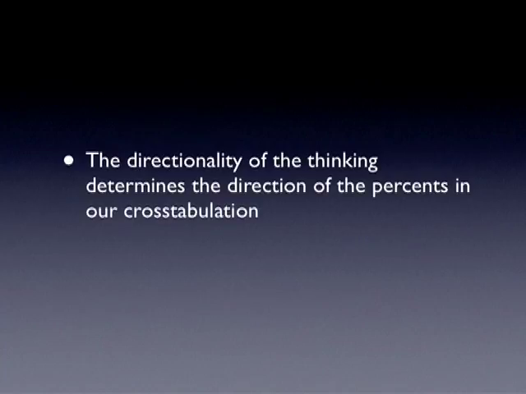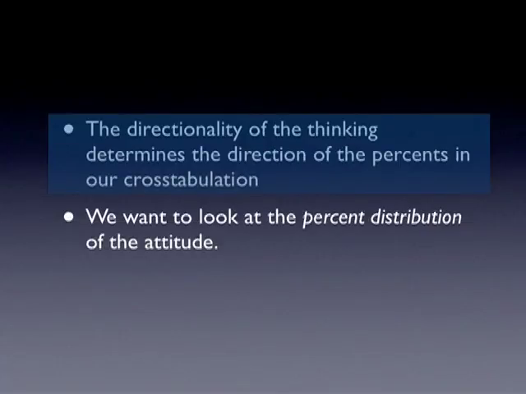The directionality of the thinking, that sort of theoretical perspective, determines what kinds of percents we want to do in our cross-tabulation. The idea here is that we want to look at the percent distribution of the attitude. That's the equivalent of a mean and standard deviation in a continuous variable. The percent distribution tells us how many or what percentage of the cases are at each level of the dependent variable, the attitude in this case. And that's what we're interested in.